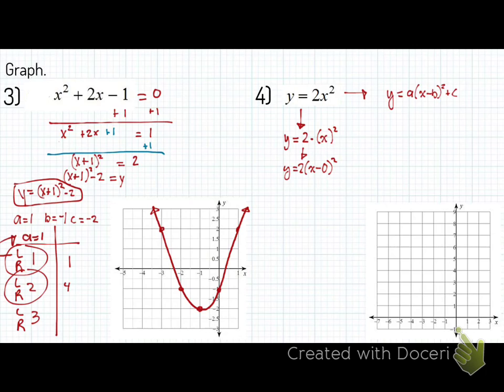No. And if I didn't see a c here, couldn't I just put plus 0? Does it change my problem? No. I don't want to add 1 or 2, because all of a sudden we're changing the problem. It's not balanced anymore. So, is that now in vertex form? Yeah. What is a equal to? 2. Good. B? 0. C? 0. Awesome.